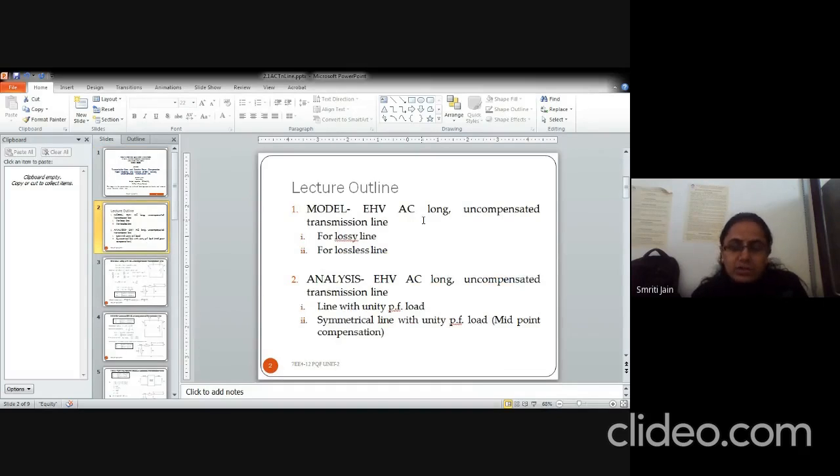We'll first study how to model the lossy transmission line and a lossless transmission line, and then we'll proceed to the analysis of this lossless line. There can be two conditions: unity power factor load, and the symmetrical line with unity power factor load. And from this, we'll derive the midpoint compensation method.